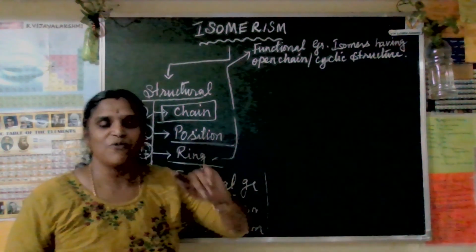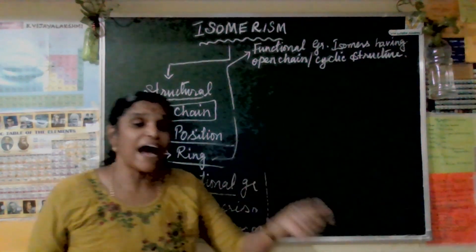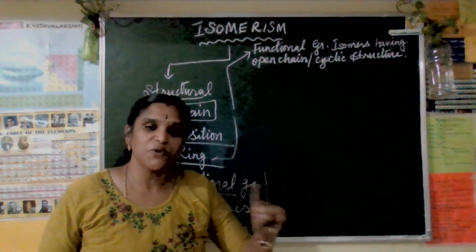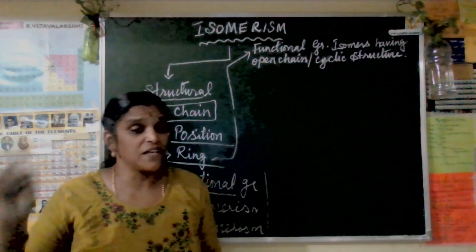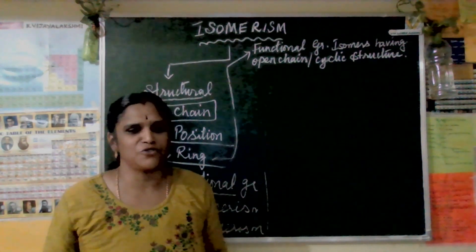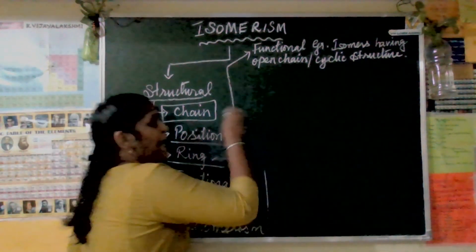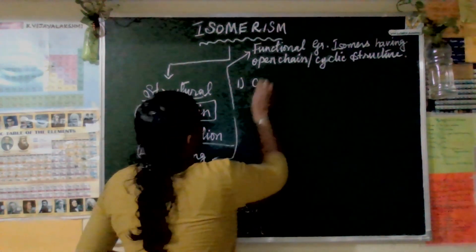Now here I would like to give one small piece of information. Cycloalkane and alkene general formula are the same. You know, CnH2n is the general formula for alkene. The same way, cycloalkane also CnH2n. So naturally it comes under isomers. As we see the examples, we will come to know.